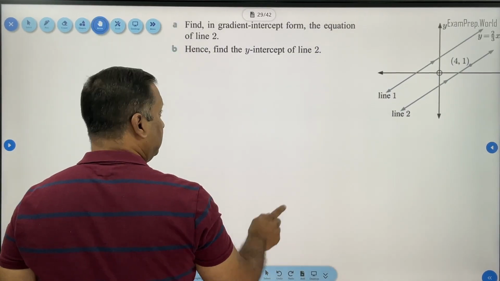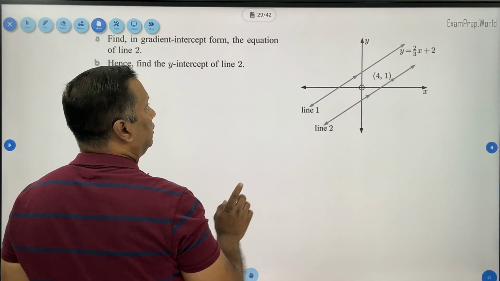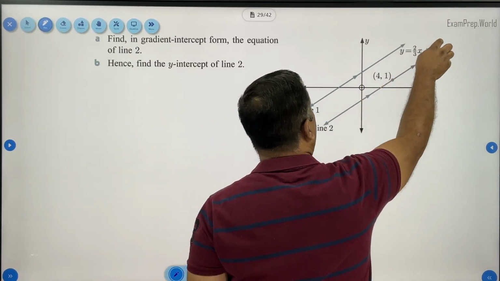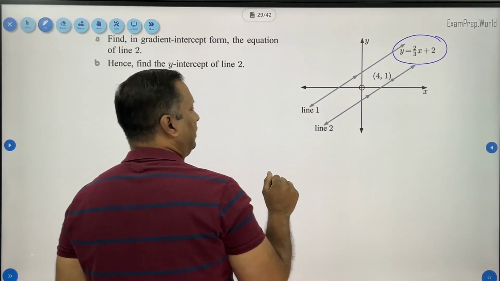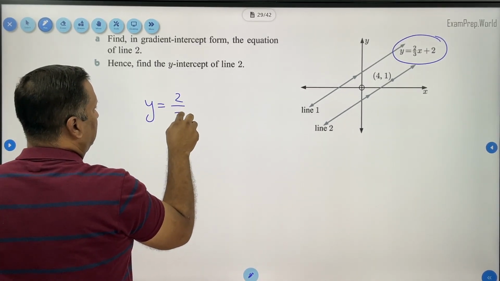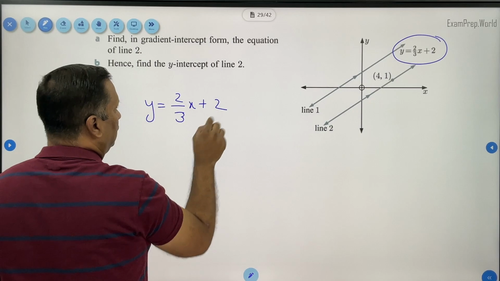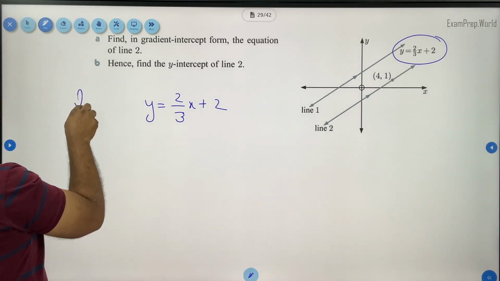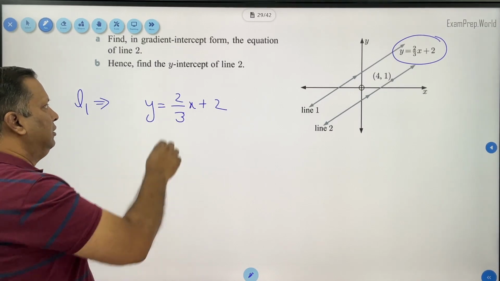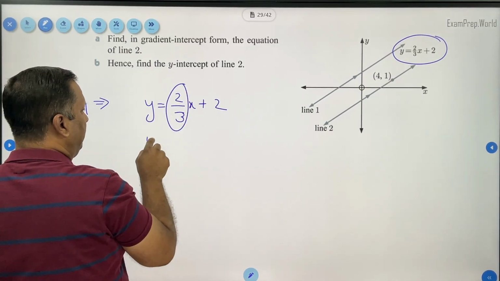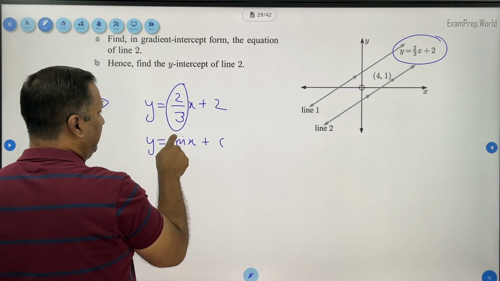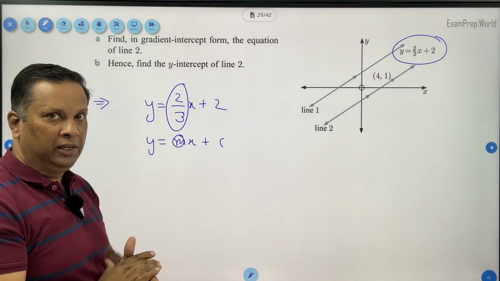Now see, they have given the equation of this line, and what is the equation? y equals 2 by 3 x plus 2. So let us write y equals 2 by 3 x plus 2. This is line 1. What is the gradient of this line? 2 by 3 is the gradient, because the gradient intercept form is y equals mx plus c, and m is the gradient. So 2 by 3 is the gradient of this line.